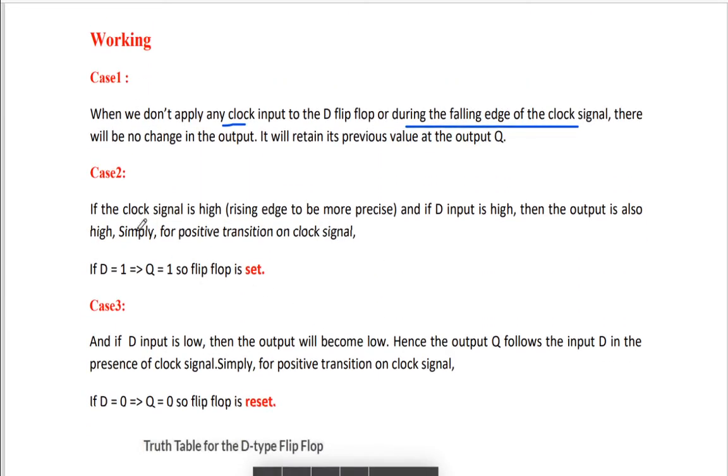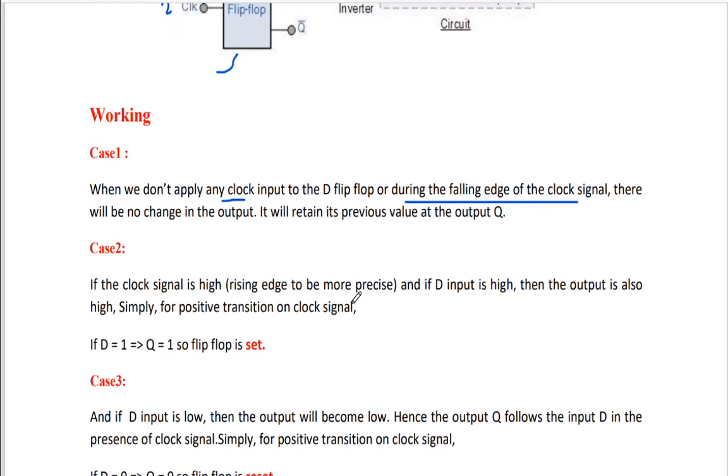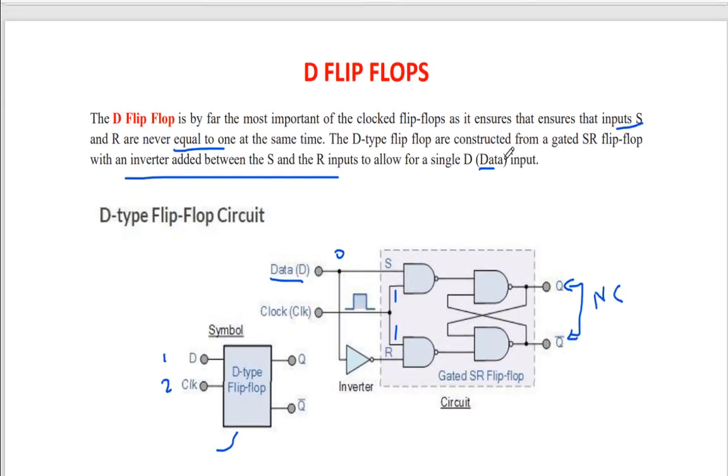Okay. In case 2, if the clock signal is high, now we are giving a high clock pulse. So the clock pulse is high. Now what happens? That is on the rising edge of the clock pulse, and when the D input is high. I am giving D input as high. When I give D input as high, what will happen? For S, it will be 1. Okay, 1 will come here, but for R it will be 0.